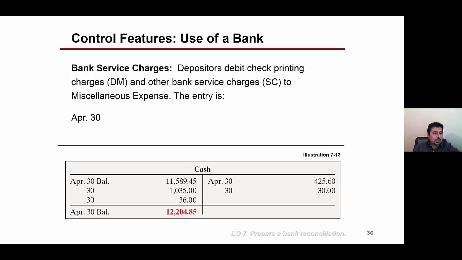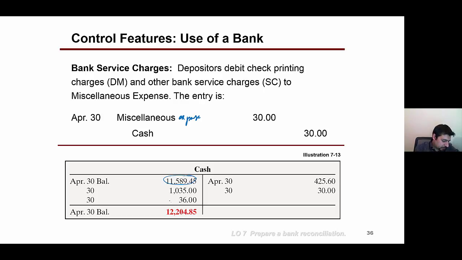As far as the bank memoranda are concerned, the bank had charged the company printing charges as well as other charges for the amount of $30. So miscellaneous expense here is $30. It was debited $30 and cash was credited $30. As a result, this was the beginning balance.